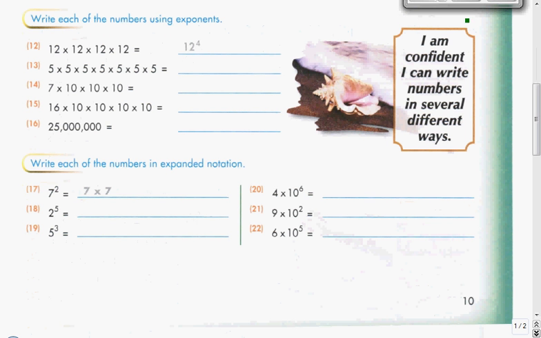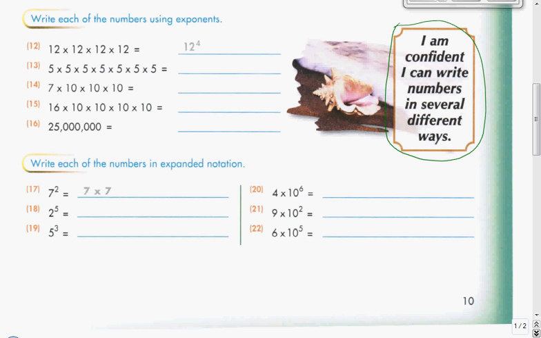Okay, by now you should be able to read this here and it be true: I am confident I can write numbers in several different ways. You should be able to read that, and it should be true for you, because you already know how to write numbers in standard notation. You know 3 different ways of writing numbers in expanded notation. So you should feel pretty confident that you can write the same numbers in different ways. So here it says, write each of the numbers using exponents.